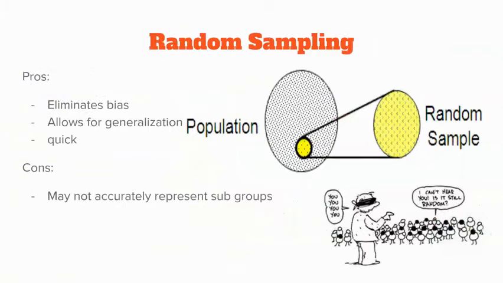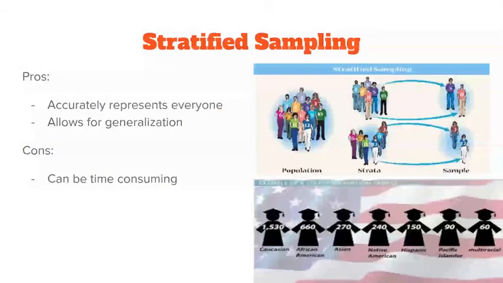When you're looking at research, that might be one of the most important factors: the speed at which you can get something done. The cons: it may not accurately represent all the subgroups, because you can take a sampling of, say, our building, and your random sample could be all males. They could be all seniors. You name what the subset would be, and you can miss out on different groups. So that would be a con of random sampling.